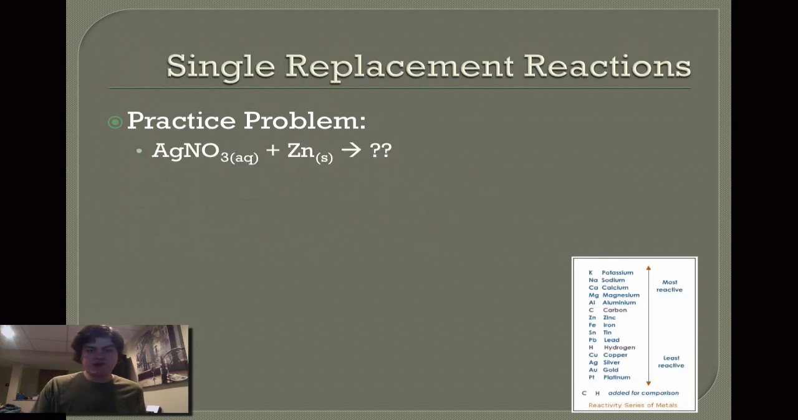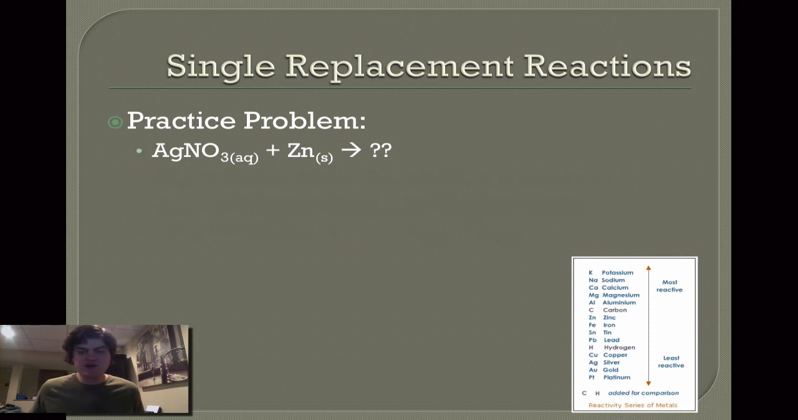I'm going to give you a practice problem here where we have silver nitrate reacting with solid zinc. I've included the reactivity chart on the lower right hand corner of this slide, so you can attempt to do this problem. I recommend pausing the video, trying it, and unpausing it when you are ready to see the solution.